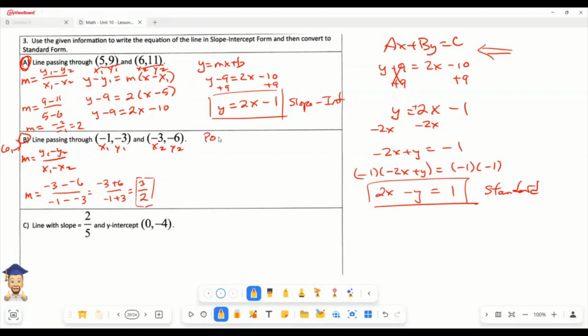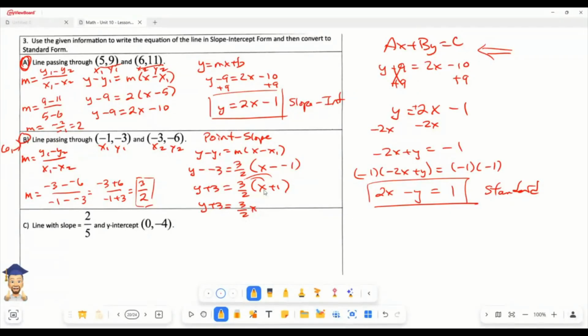So I have to use point slope. y minus y1 equals m times x minus x1. y minus negative 3 equals 3/2 times x minus negative 1. This is y plus 3. This is x plus 1, distributive property. y plus 3 equals 3/2 x plus 3/2.